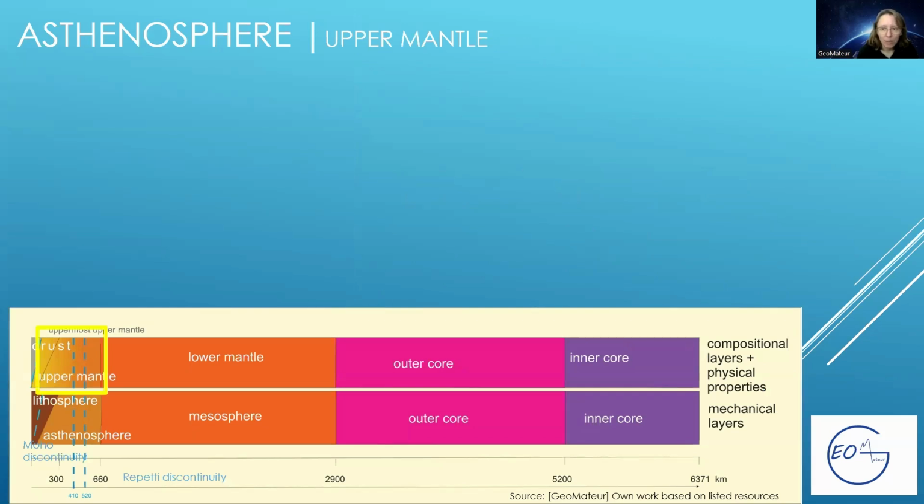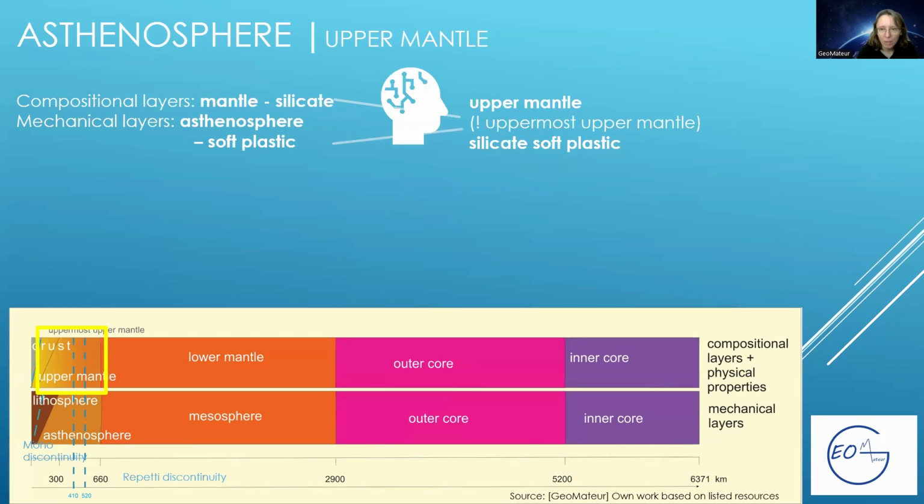Asthenosphere, if you remember, is the mechanical layer, a soft plastic mechanical layer. Compositionally it is mantle, but if you remember from part one, the compositional layer mantle covers much more. So we created upper mantle and we borrowed some part of it, called uppermost upper mantle, that sticks to the crust and creates the lithosphere. So in this case, asthenosphere is relevant to upper mantle, but the upper mantle sticks to the crust, and together they create lithosphere.